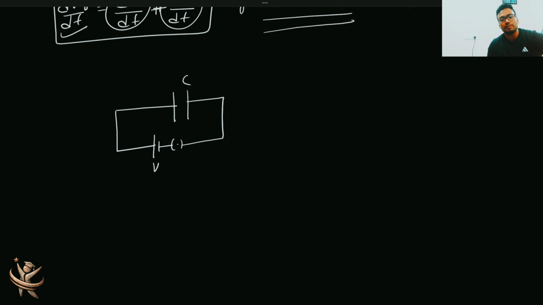Suppose in the circuit I'm not putting any kind of resistance, or ideally you can imagine, or practically if you want to imagine, you can choose a wire which is having almost zero resistance, right? Now what happens in this case? First of all, because of zero resistance, we can say the current value will rise very abruptly.